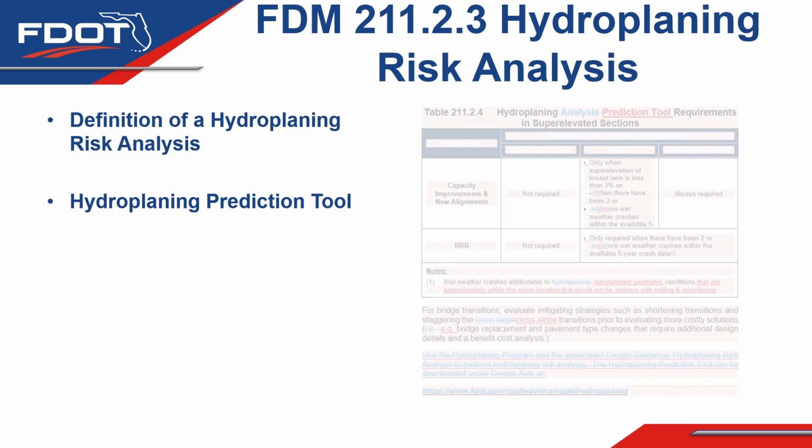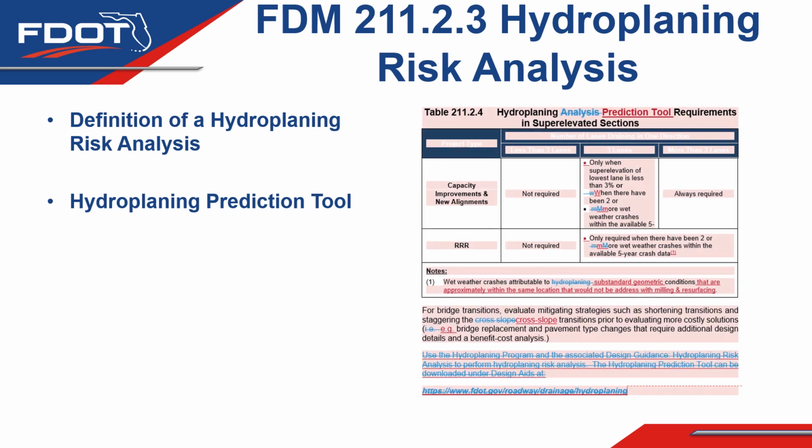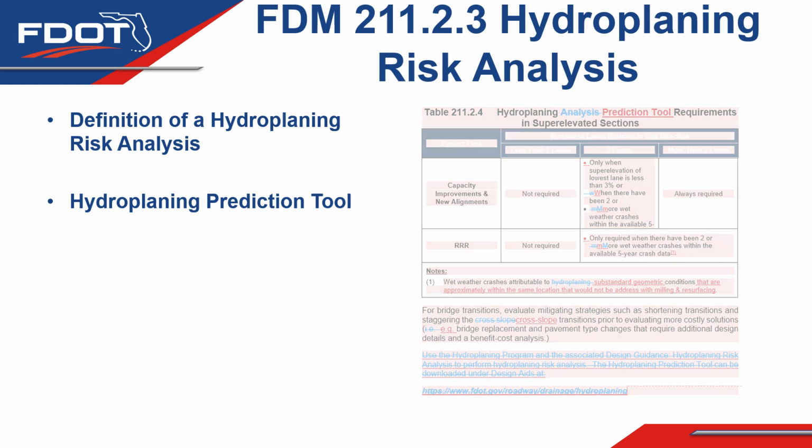Nothing changed with respect to the facilities and situations subject to the hydroplaning analysis procedure, but it was updated for clarity and to include all wet weather crashes attributable to the substandard geometrics rather than those where hydroplaning is explicitly noted as the cause in the crash reports. This change helps ensure that potentially attributable wet weather crashes are not missed during the safety review period.